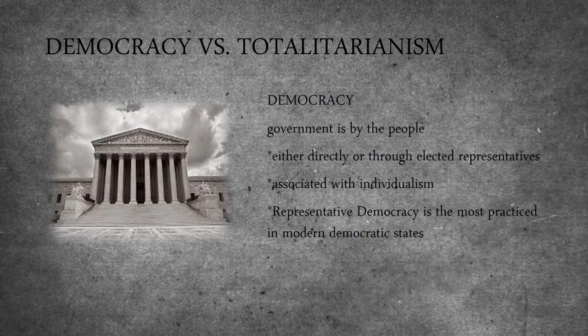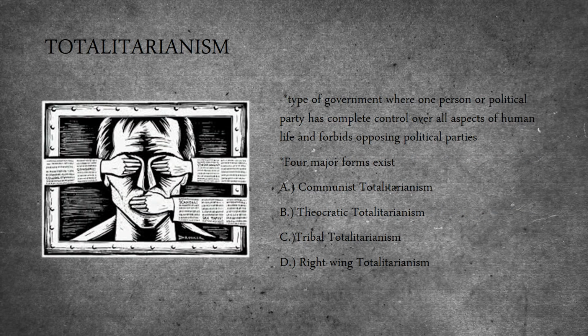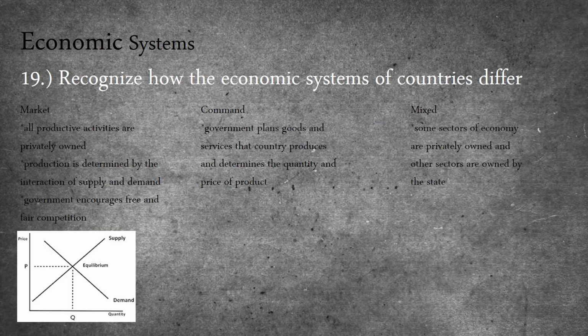Democracy versus totalitarianism. Democracy. Government is by the people, either directly or through elected representatives, associated with individualism. Representative democracy is the most practiced in modern democratic states. Totalitarianism. Type of government where one person or political party has complete control over all aspects of human life and forbids opposing political parties. Four major forms exist: communist totalitarianism, theocratic totalitarianism, tribal totalitarianism, and right-wing totalitarianism.